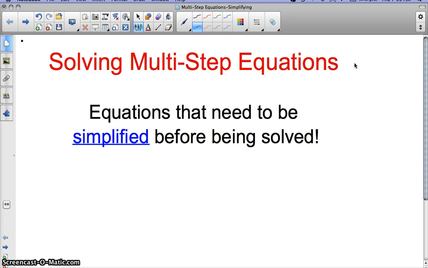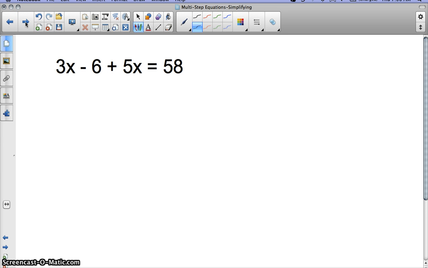Today we're going to talk about solving multi-step equations, specifically equations that need to be simplified before we solve them. So, let's take a look. If we've got 3x minus 6 plus 5x equals 58, we need to do a little simplifying first. Before we make our t-chart, we need to combine our like terms. We have a 3x, we have a 5x, and then we have a minus 6.